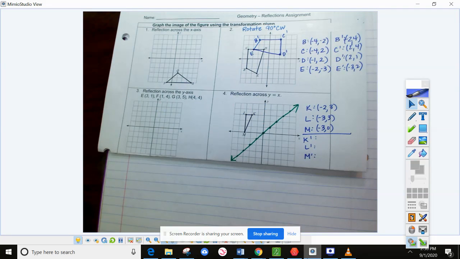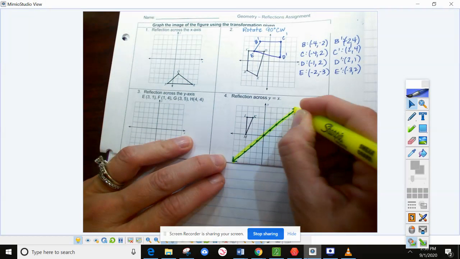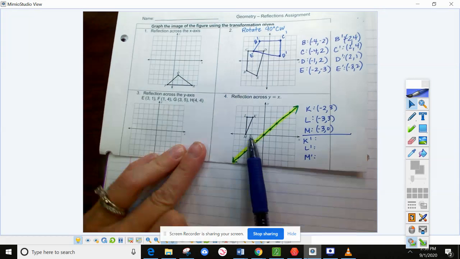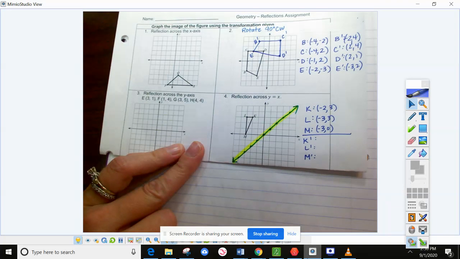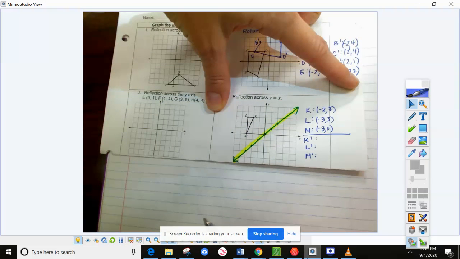I think a really important step of a reflection question when you're on paper is to know what you're reflecting across. So I've drawn that in. I like using a highlighter or a colored pen or something like that so I can see what I'm doing. But there's a little rule that we have for reflecting across the line y equals x. And all we have to do is swap our x and our y coordinates.